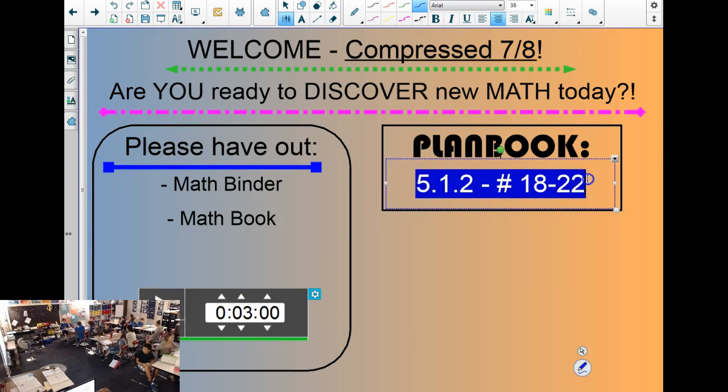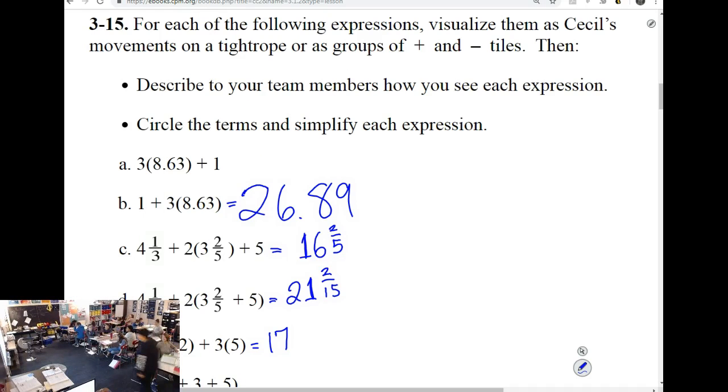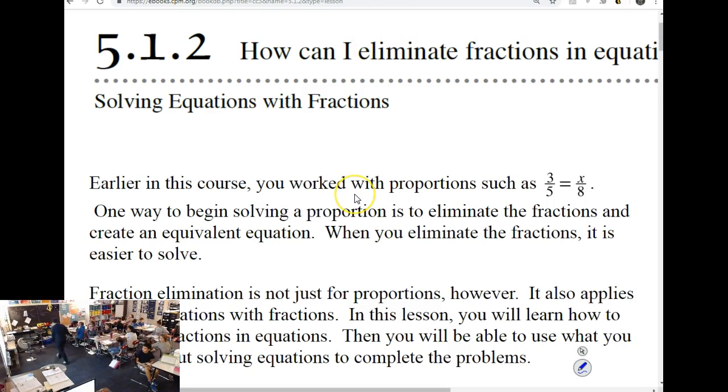Homework, please make sure it's in the plan book. And now it's going up here. And now we're coming over here.